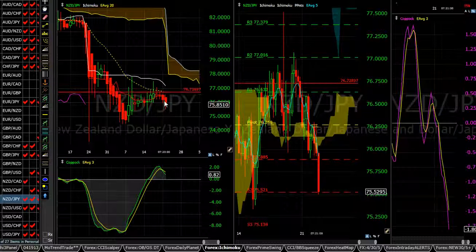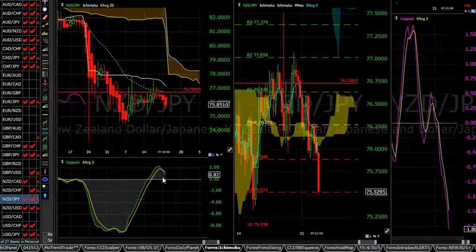but you can see where Tenkan Sen, which is the red line, stayed below the Kijun Sen. Both lines stayed below the daily Kumo. We failed to come back up and to move above and through this thin area of overhead resistance. So now the Kumo is solid overhead resistance from price.